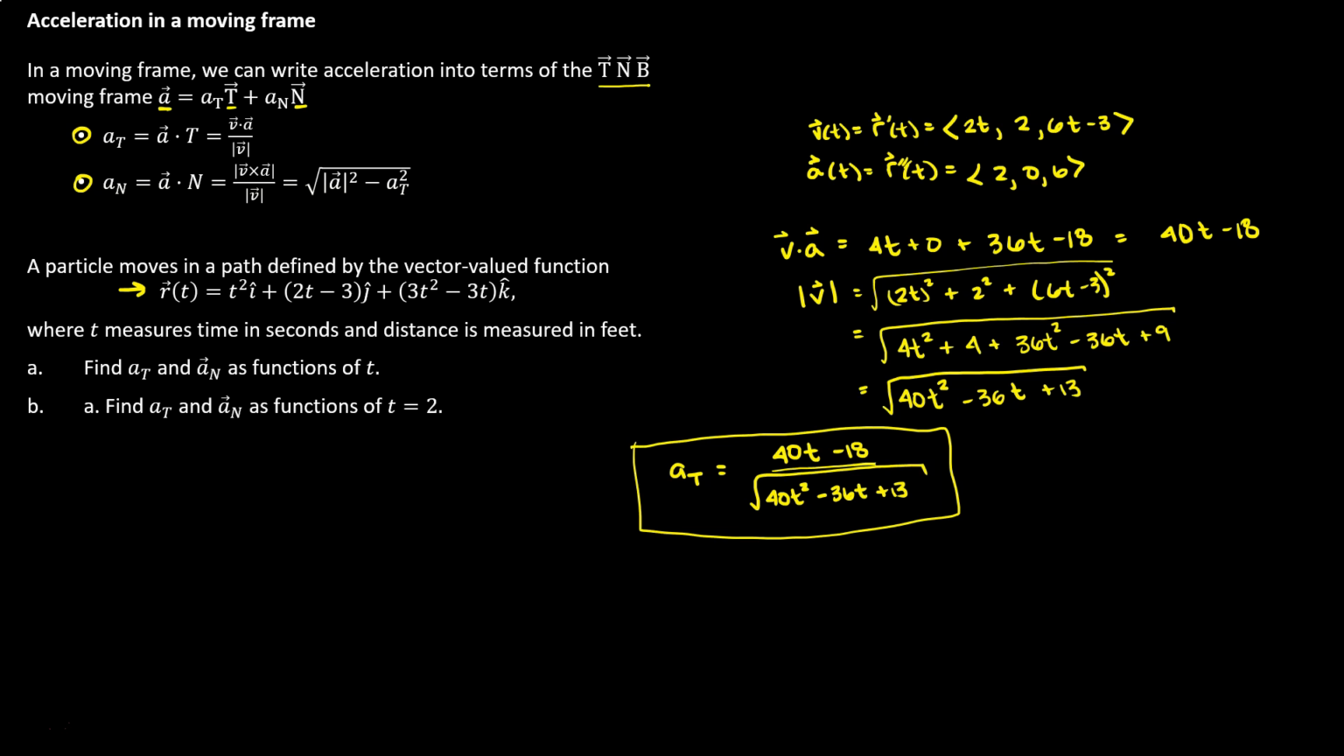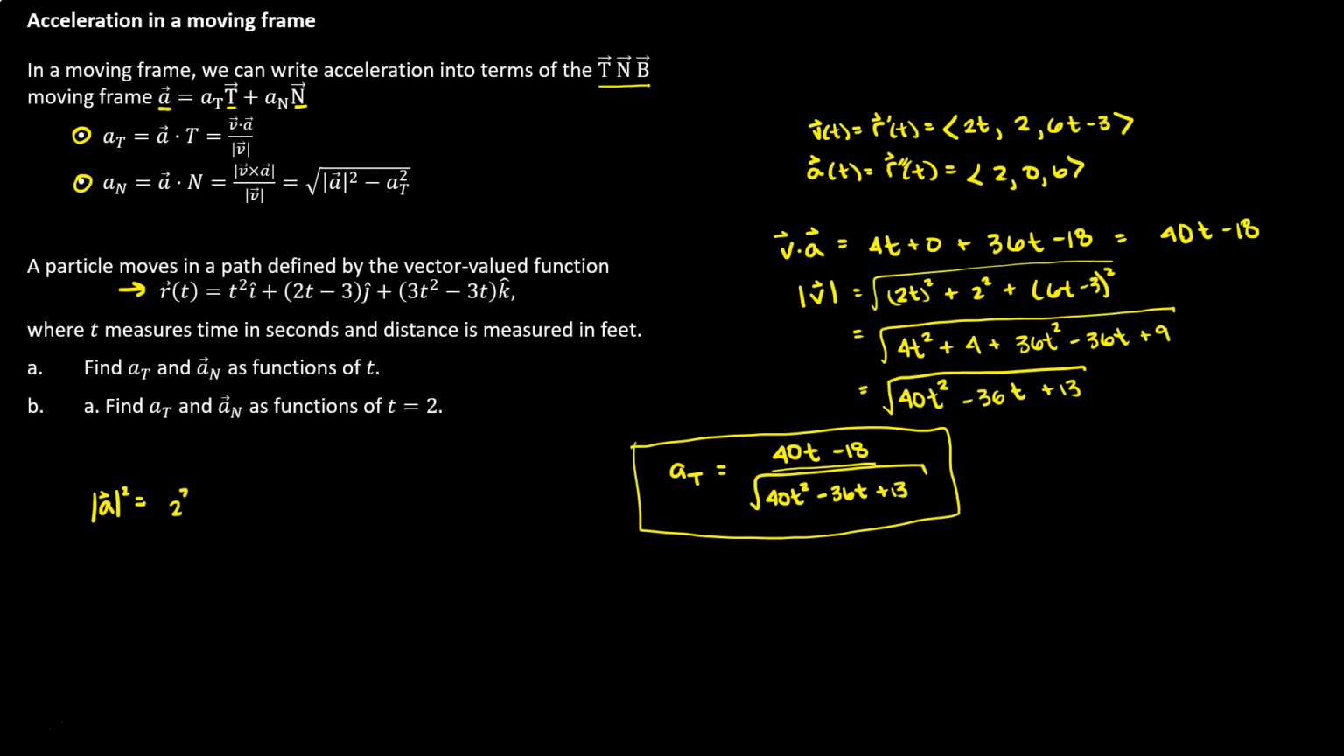We also need to find the normal component. There's a typo here, ignore those vector arrows. We need to find the normal component of acceleration using the formula that we see here, which requires us to know the tangential component of acceleration. So we need the magnitude of our acceleration vector squared. So let's go ahead and calculate that.